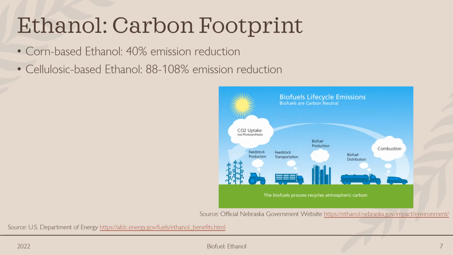Greenhouse gas emissions are on average reduced by 40% with corn-based ethanol and 88 to 108% with cellulosic-based ethanol compared to gasoline and diesel emissions. This is true because the carbon dioxide released by a vehicle when ethanol is burned is offset by the carbon dioxide captured when the feedstock crops are grown to produce ethanol. Being able to reduce greenhouse gas emissions by over 100% with cellulosic-based ethanol will have an incredibly positive impact on our carbon footprint on the world.